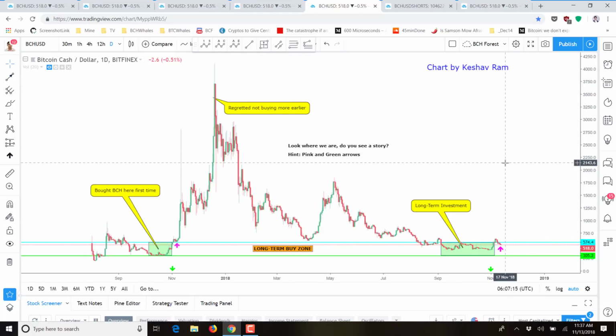Now, we don't know the time frame. This may happen in 1 year or 2 years or even shorter than that. I have no idea about that. But my thought is this is definitely a wonderful zone to go for long-term buying. And I can also see the similarities that last time it was November and now it is November and we're still in that zone.